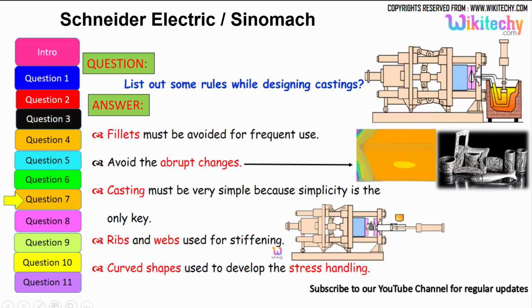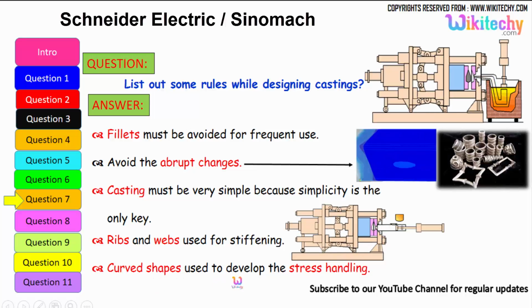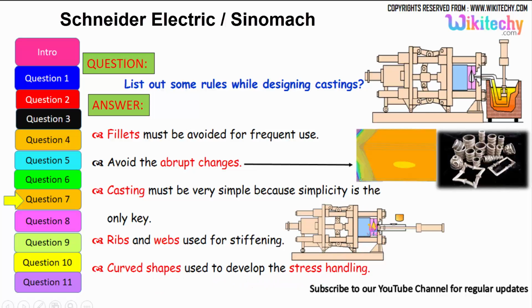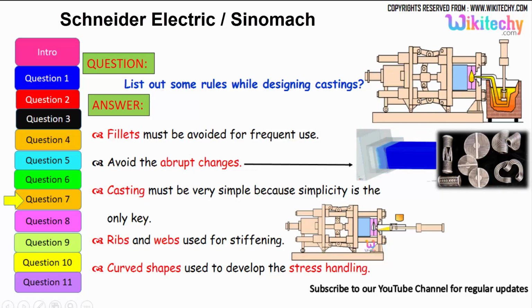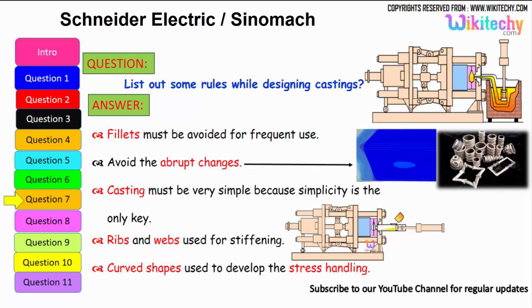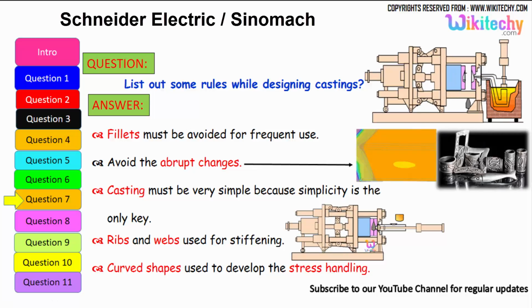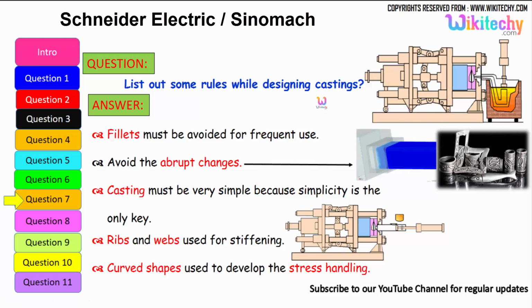Ribs are used for stiffening, so you should have ribs over here. Curved shapes should be used to avoid stress concentration. So it should be a curved shape. These are some of the rules which we have to follow for castings.